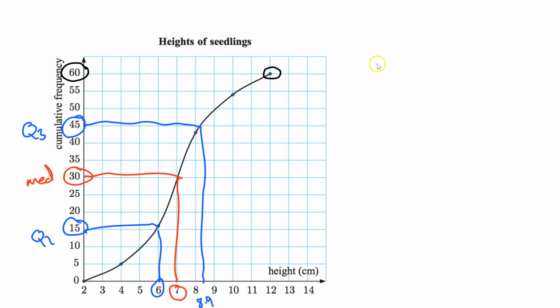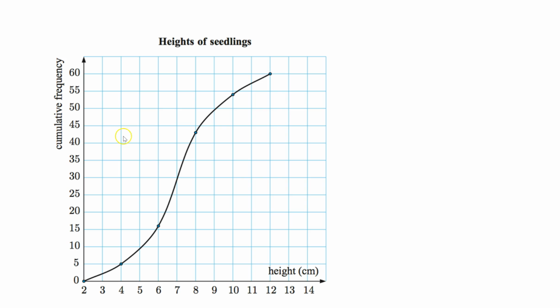If you want to find the IQR, it's Q3 minus Q1. In this case, it would be 8.4 minus 6, or 2.4. So that's one thing you could do with this graph. Now let's erase all this and talk about how to use percentiles with this.